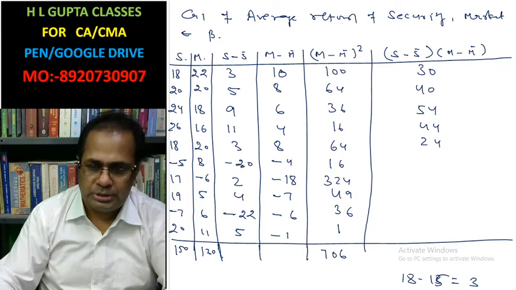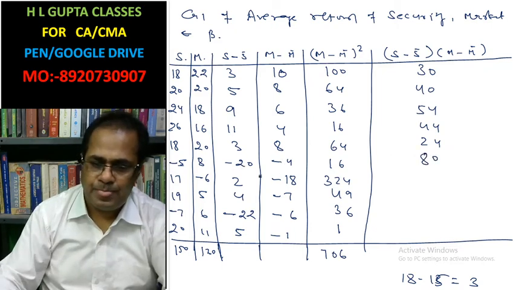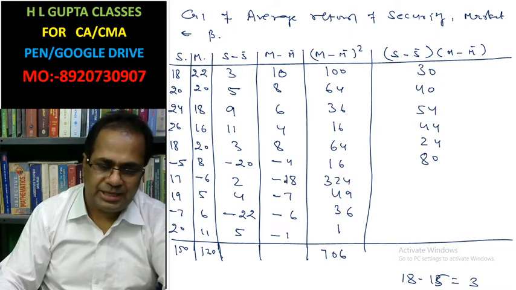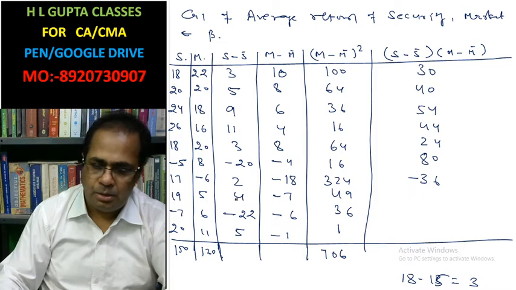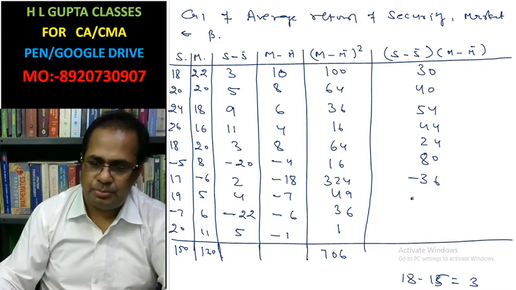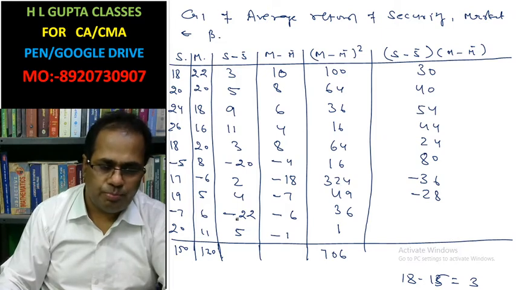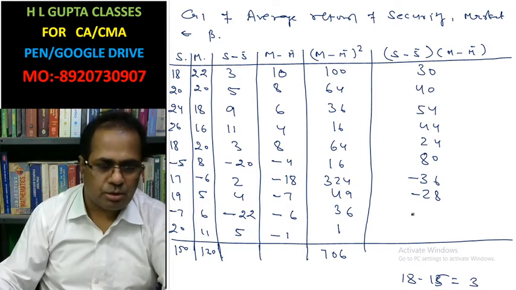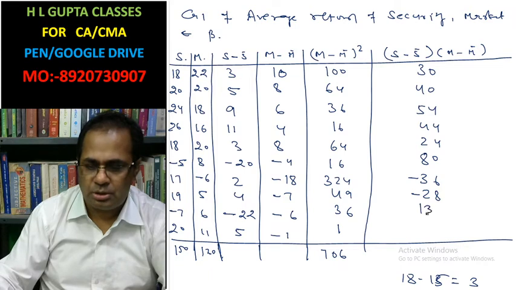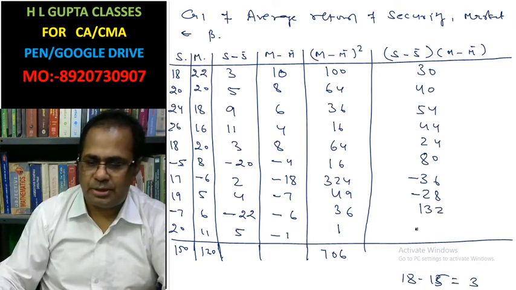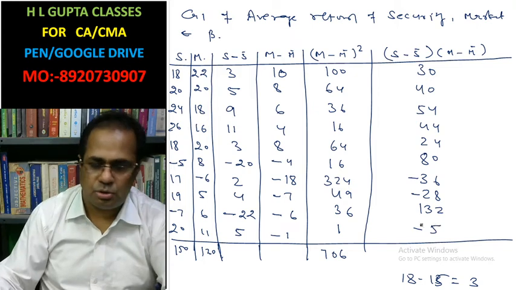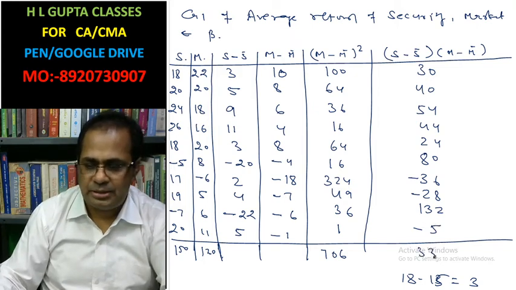Then minus 20, minus 4, 80, 2 into minus 18 equals minus 36, 4 into minus 7 is minus 28, minus 22 into minus 6 equals 132, 5 into minus 1 equals minus 5. The sum of all these is 335.